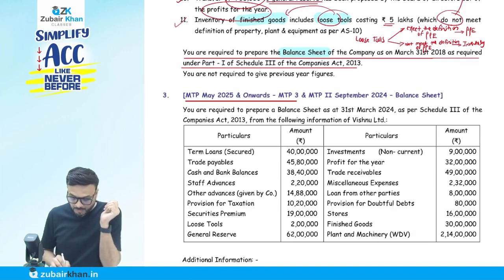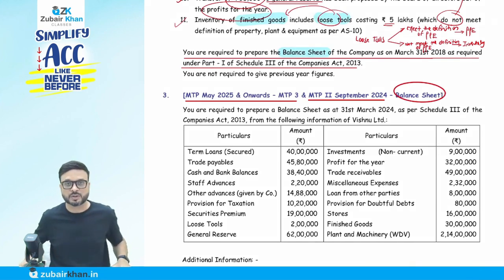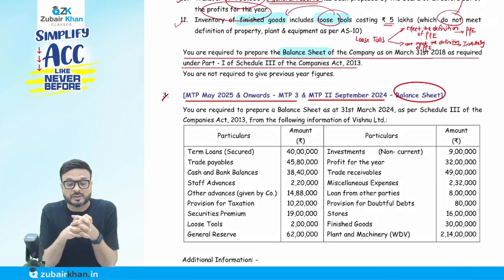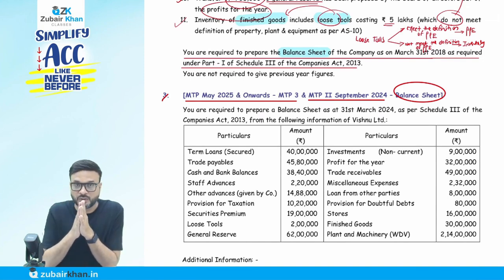In mock test paper number 2, September 2024, this question is on balance sheet. Simple question. Now it says that you are required to prepare a balance sheet as at 31st March 2024 as per Schedule 3 of the Companies Act 2013 from the following information of Vishnu Limited.